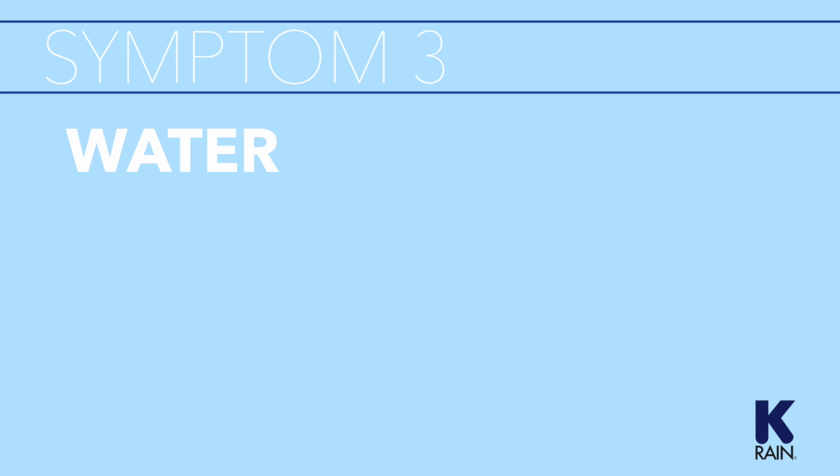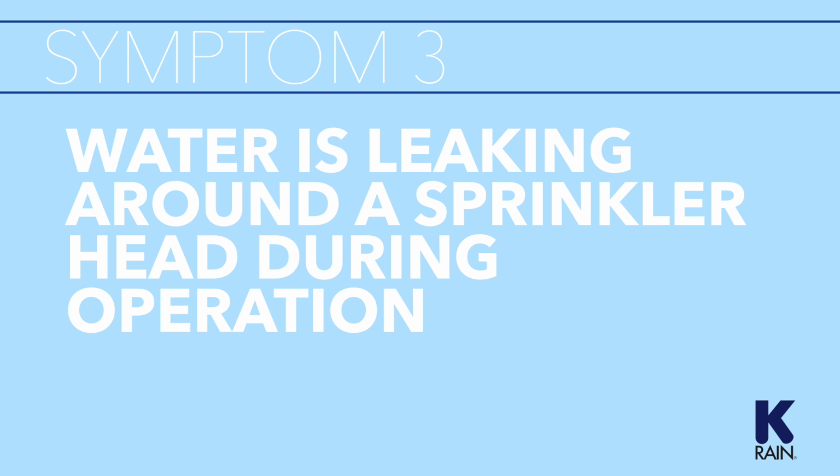Symptom number 3. Water is leaking around a sprinkler head during operation. If water is leaking from a sprinkler while it's operating, the sprinkler has been damaged in some way. To fix this problem and prevent it from occurring again, you will need to address both the problem with the sprinkler and the conditions on site that created the problem.